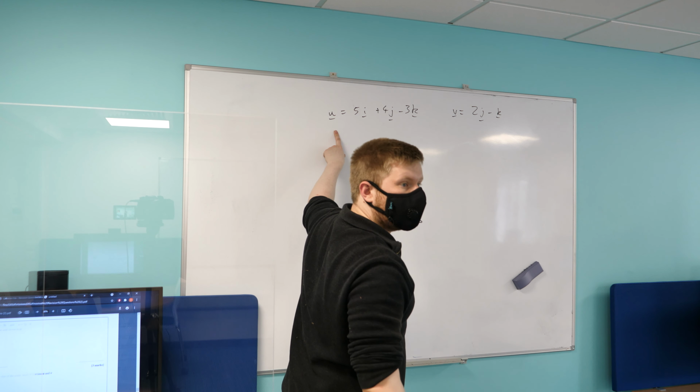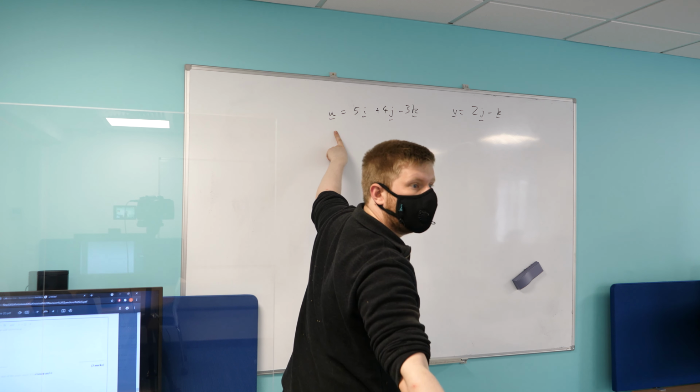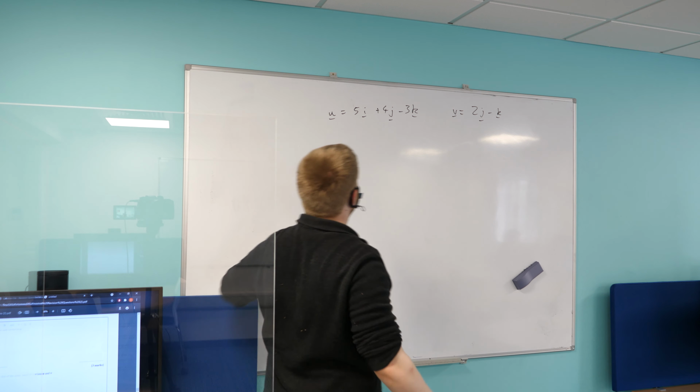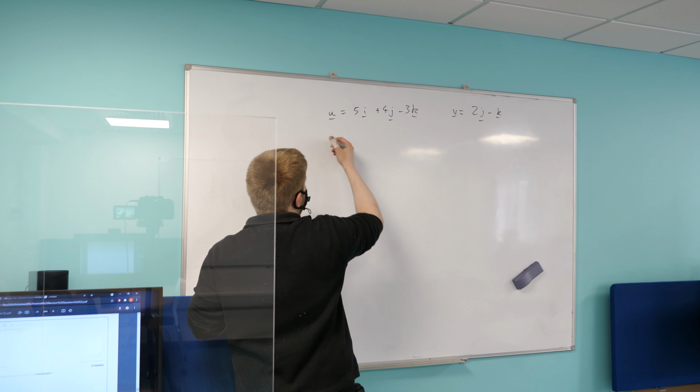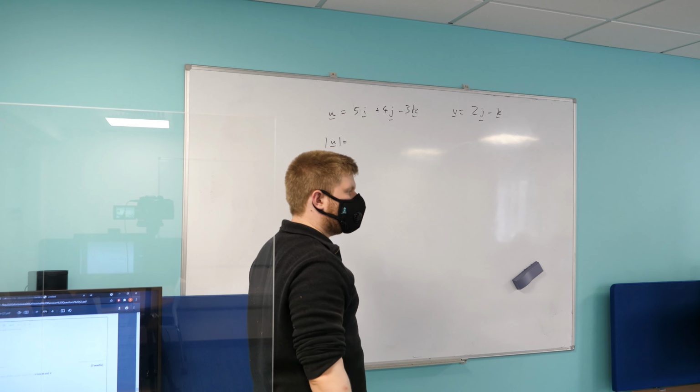So first things first, I'm going to have to find what the length of u is, and then make sure I go that many times smaller. Okay, so how many steps is u? How could I do that? Square root of. Yep.